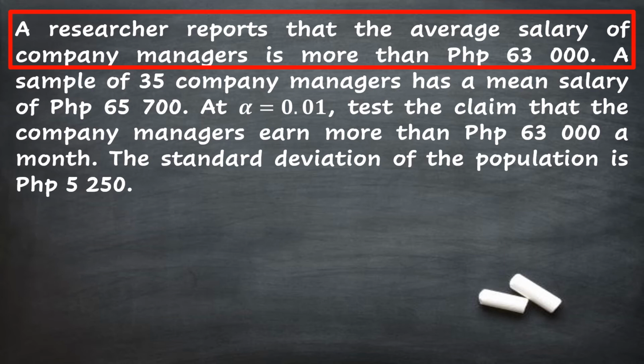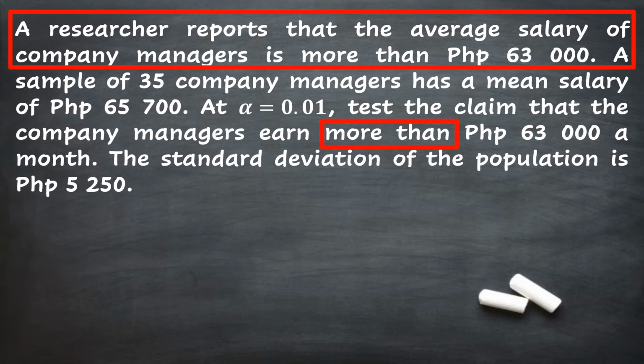This is not the null hypothesis, kasi for the null hypothesis, equality lagi yung we're trying to look for, the equality na part. So dahil hindi siya equal, hindi niya sinasabing equal to 63,000 yung salary ng company managers, then this researcher's claim will be under alternative hypothesis because the term is more than. So ngayon, ma'am, it is also the same with the question na part, na ang ginamit din po ay the term more than. So meaning to say po, yung clue na more than will be for alternative hypothesis.